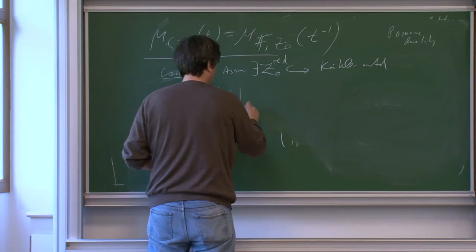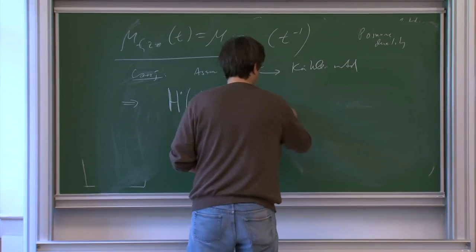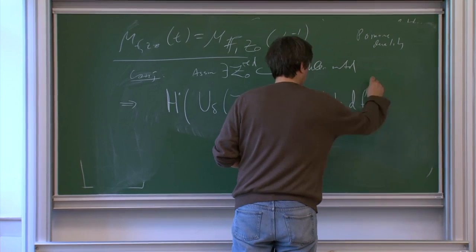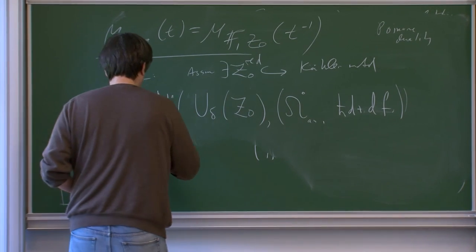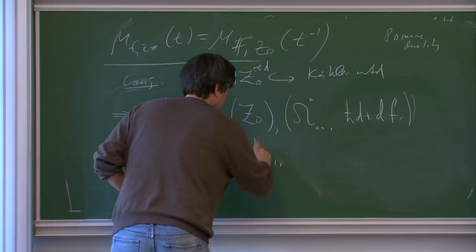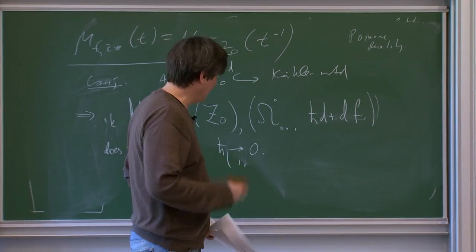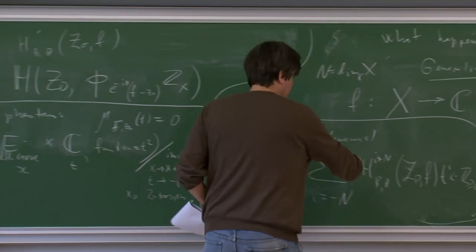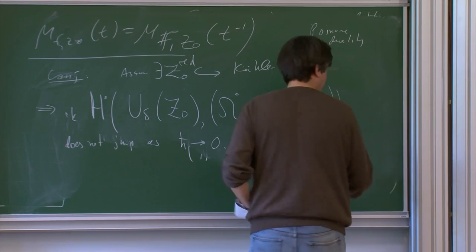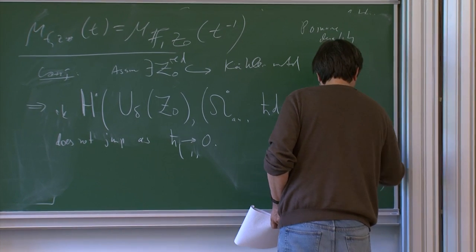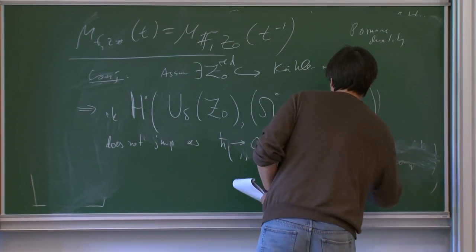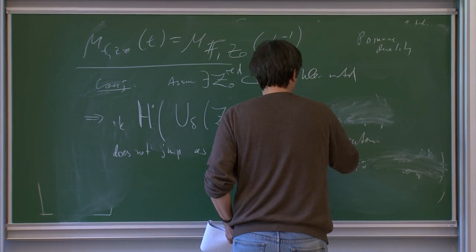If you consider the hypercohomology of a neighborhood of the zero locus with analytic forms, with differential hbar d plus df, the rank of that cohomology does not jump as h bar goes to zero. It's clear for h bar not equal to zero that it coincides with the Betti cohomology, and automatically, without any assumption, you get the Betti-de Rham comparison.